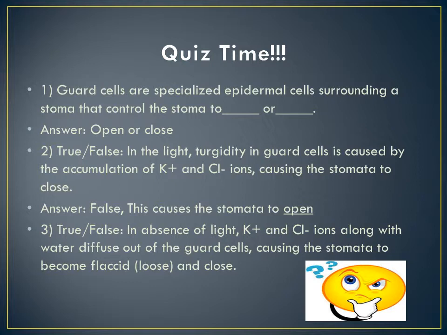Question number 3. True or false? In absence of light, potassium and chlorine ions, along with water, diffuse out of the guard cells, causing the stomata to become flaccid or loose and close. The answer to this question is true.